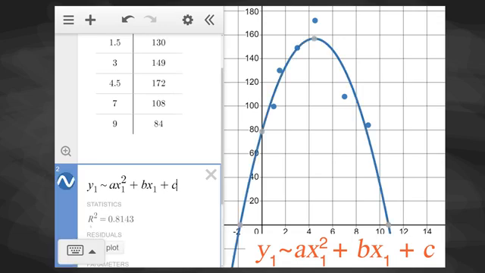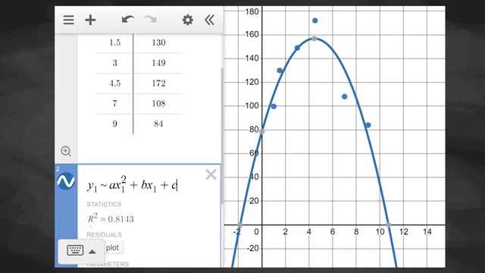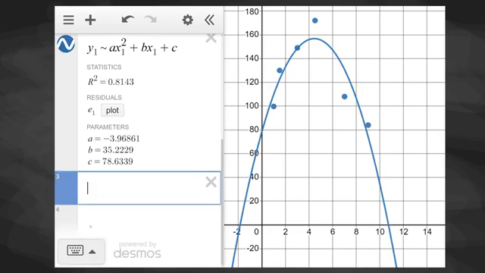Desmos automatically generates the curve of best fit. Look at the parameters that have appeared under the curve of best fit equation. These are the coefficients of the curve of best fit. Now we have our curve of best fit. This curve models the flight of the balloon. We can use it to find the height of the balloon after 4 minutes.